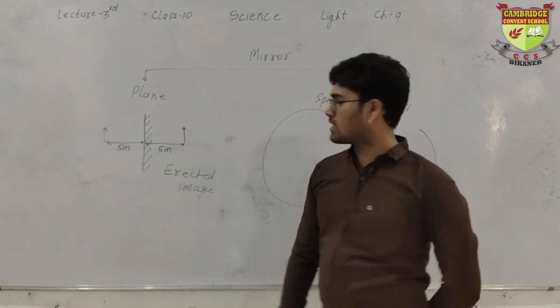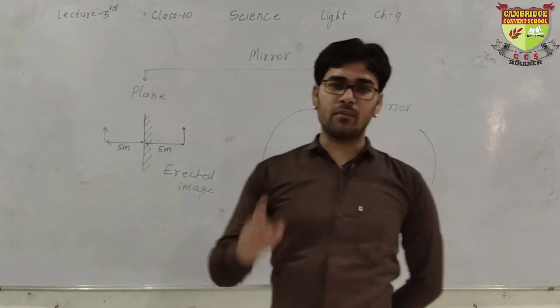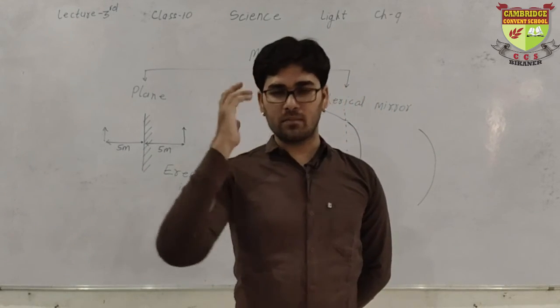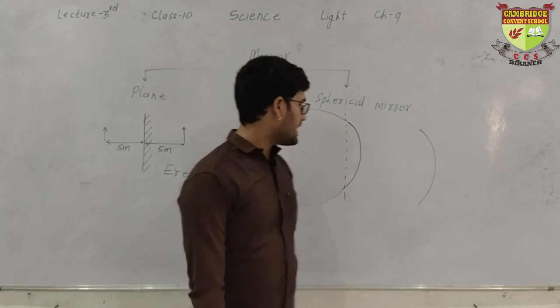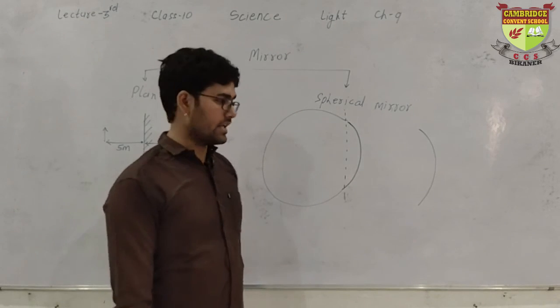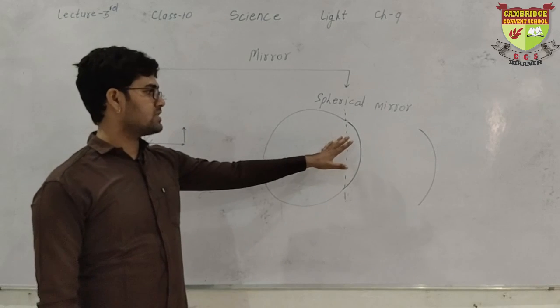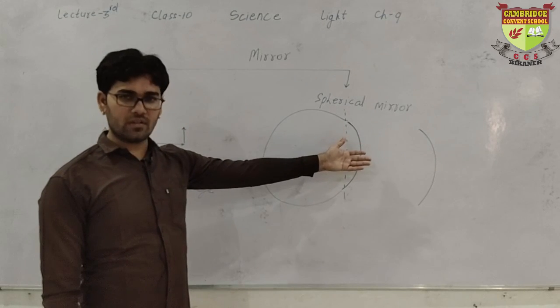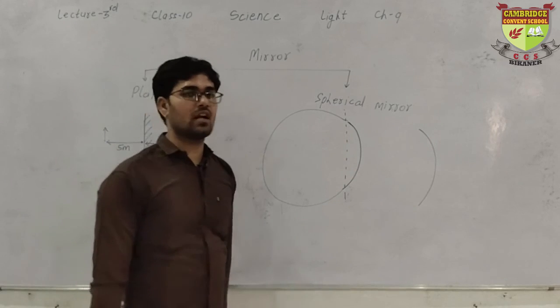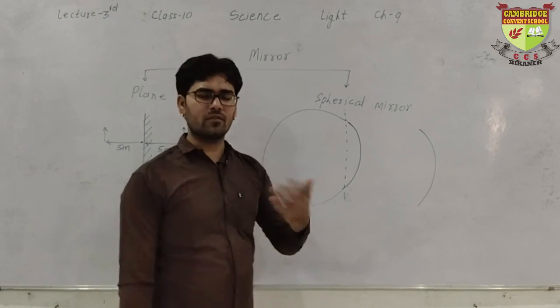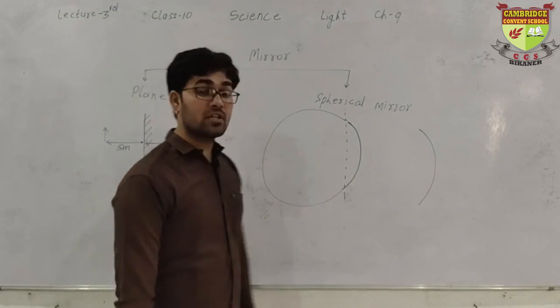So, these are the basic four properties of the image formed by a plane mirror. Moving on, in the next lecture, not today, in the next lecture, we shall study spherical mirrors, their types, because spherical mirrors are also of many types, basically of two types, and then image formation by them.